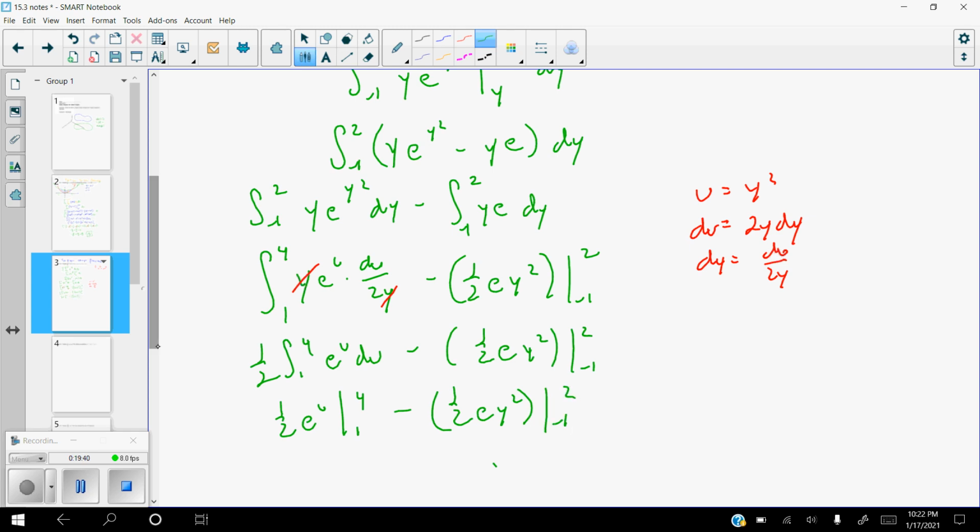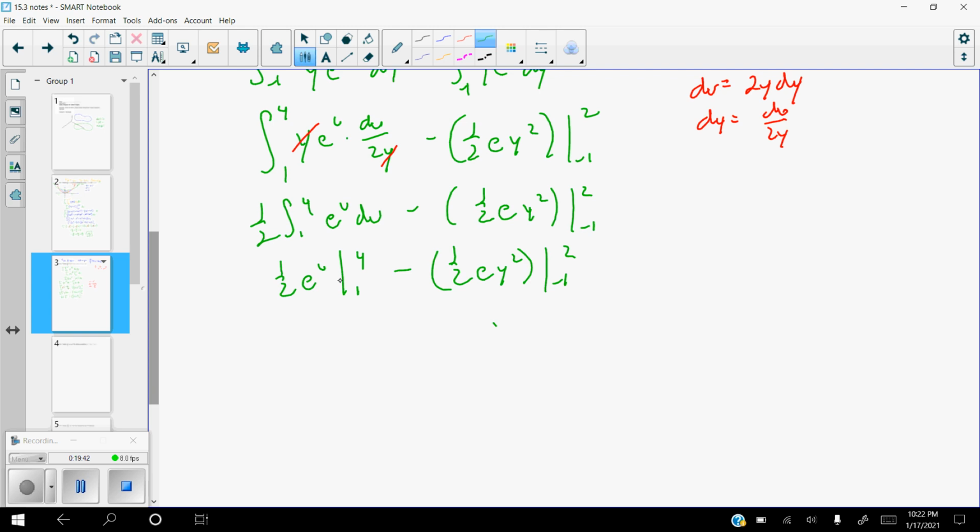So now let's see what we end up with. So if we plug in 4 into the first one, we get 1/2 e to the 4th. Plugging in a 1, I get minus 1/2 e minus. Plugging in a 2, I am going to get, let's see, it's going to be 2 squared is 4, half of that is 2, so I get 2e. Plugging in 1, we get minus 1 half e. Hopefully this all looks right. I think it does.